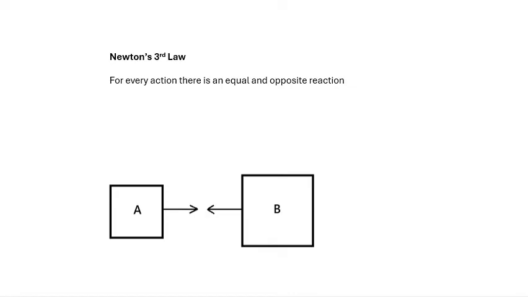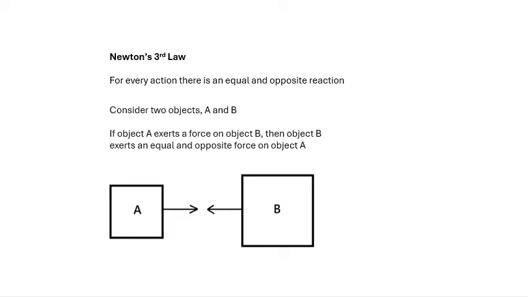Now, despite the fact that that's actually what Newton wrote down, I don't think it's very useful personally. I would rather say you've got two objects, object A and object B, and these two objects are exerting a force on each other. They might be attracting each other, they might be repelling each other, but if A exerts a force on B, then B exerts an equal and opposite force on A. Yes? So two different objects.